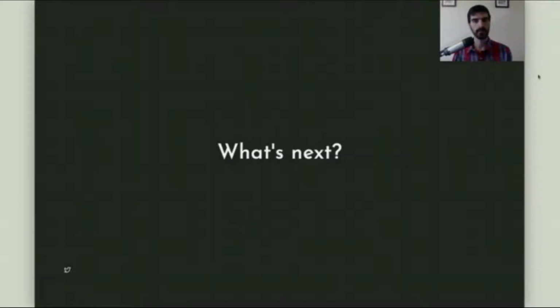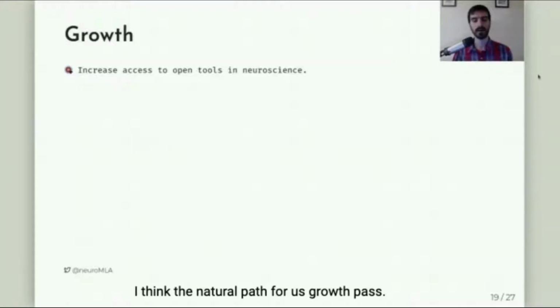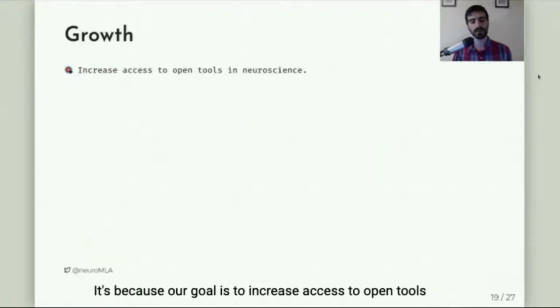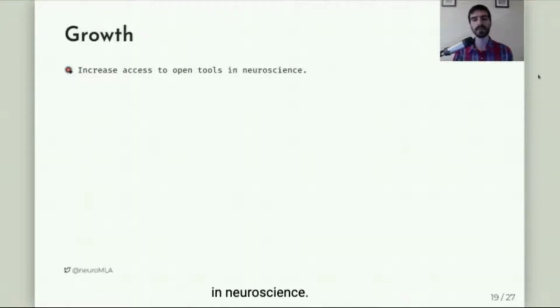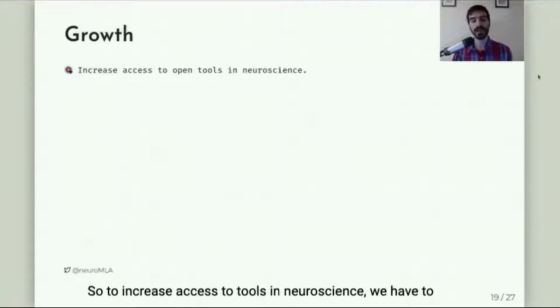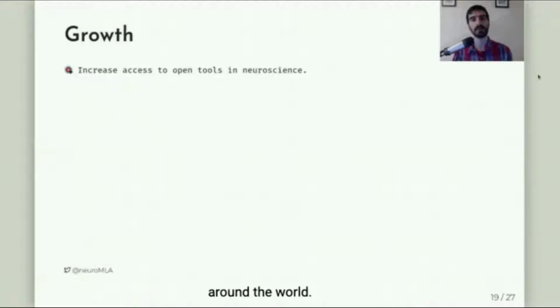So what's next? Where do we go now? I think the natural path for us is the growth path, and this is not just growth for the sake of it. It's because our goal is to increase access to open tools in neuroscience. So to increase access to tools in neuroscience, we have to reach almost everyone that can and might need some help with tools around the world.